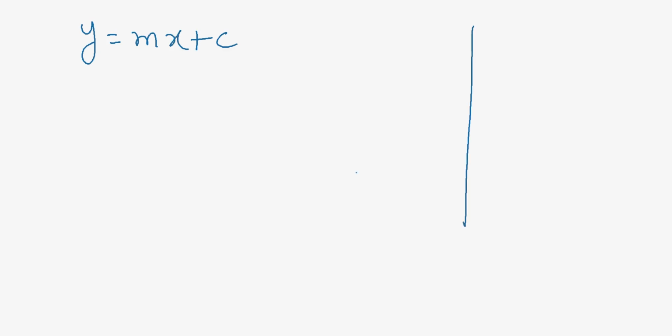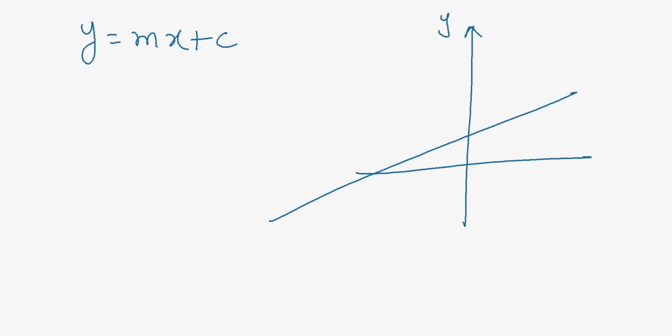We are looking for where the straight line intercepts the y-axis. That is why it is called a y-intercept. Do you get that? This point is called the y-intercept. The literal meaning of the English word intercept is that the line crosses it. The line is actually mx plus c.